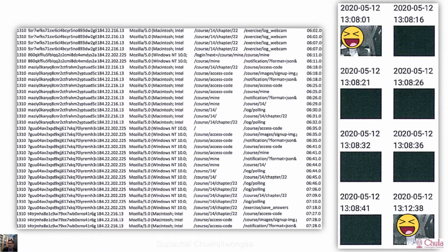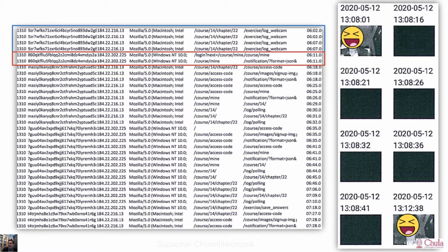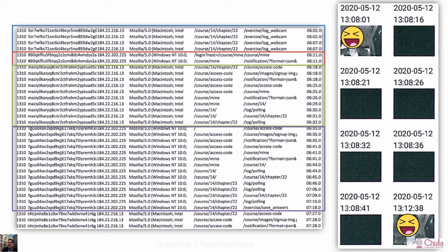But what we found is that the exam platform had been accessed using different devices, from different IP addresses and from different places. Finally, we found that the exam was accessed from two places. One place was where the student sat to do the exam. Another place was where someone else helped the student to do the exam. So we found this, and we traced back the IP address in this case.